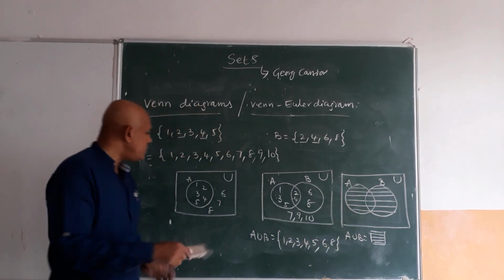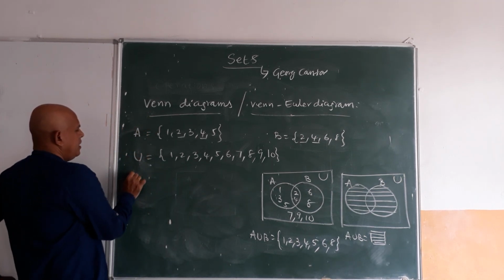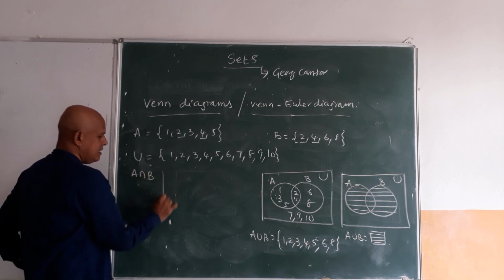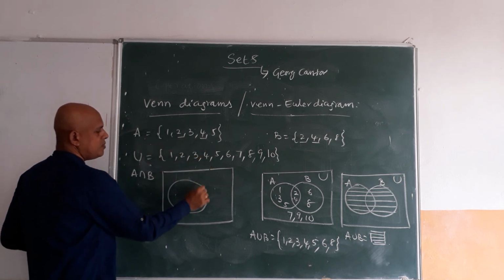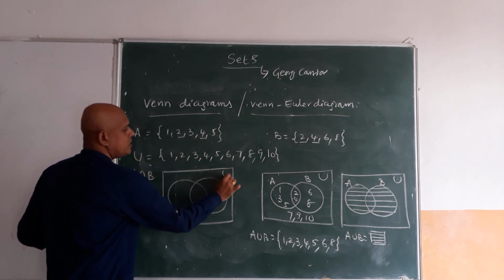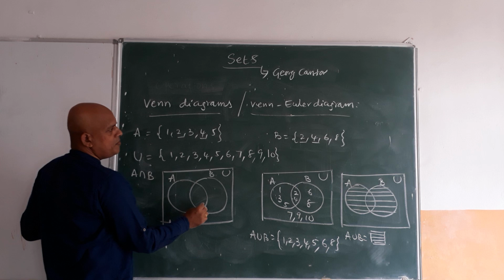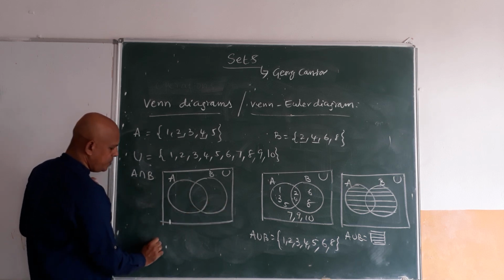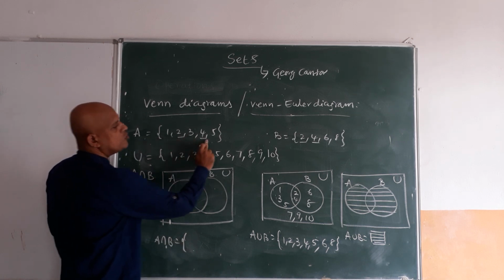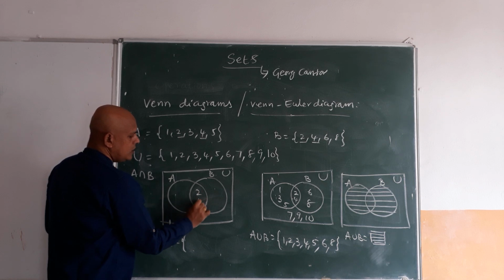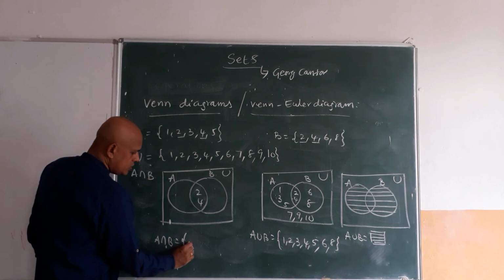And next, suppose we take A intersection B. Suppose we take A intersection B elements. We are taking the same example here. This is the universal set, this is A and this is B, and what are the common elements here? Already we know that A intersection B means only the common elements which are in A and B. What are the common elements? 2 and 4. We should not write the remaining elements. Only common elements can be written, so that is 2, 4.